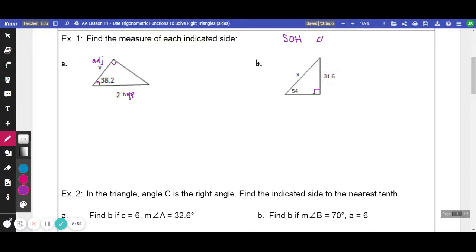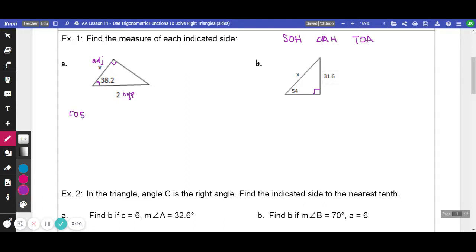So you're going to write SOHCAHTOA at the top, or look back in your notes, so that you can determine which of the three trig functions uses those two sides. So which of those three uses the hypotenuse and the adjacent? Well, it is cosine. So we're going to set up an equation.